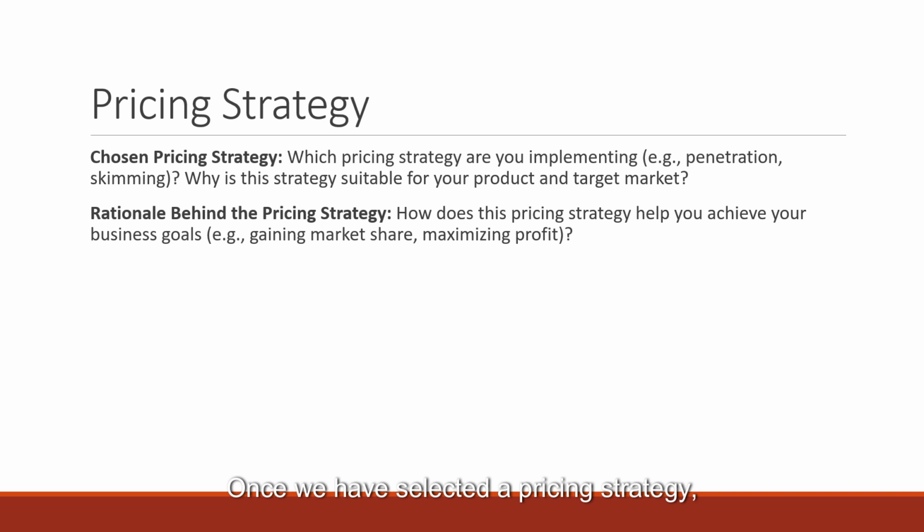Once we have selected a pricing strategy, we must articulate the rationale behind it. This step involves examining how the strategy helps achieve key business goals, such as gaining market share, maximizing profit, or building a premium brand image. For example, if a company aims to capture a significant market share quickly, a penetration pricing strategy with lower initial prices might be more effective. On the other hand, if the goal is to position the product as a luxury offering, a premium pricing strategy that emphasizes exclusivity and high quality could be more suitable. Clearly understanding the rationale behind the chosen pricing strategy ensures that pricing aligns with broader business objectives and market expectations.